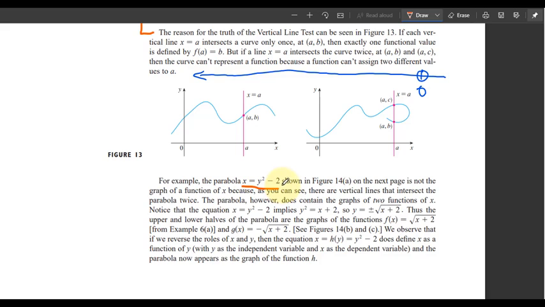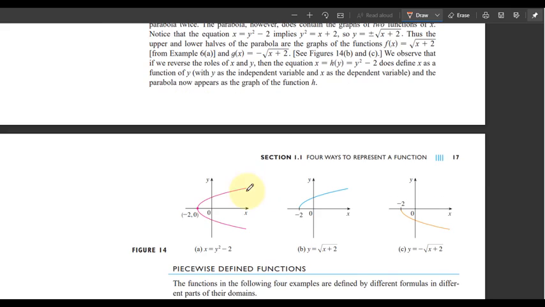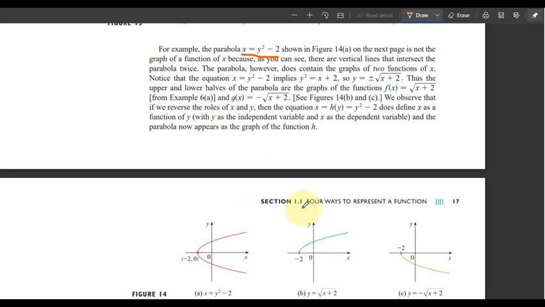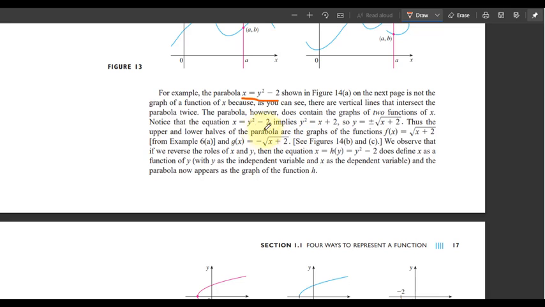So that's actually kind of a parabola, but it's really a parabola on its side, because instead of having x squared, we have y squared. So if we look at that, it looks like this. So this is not a function because the vertical line test tells us that it's not. They say this so-called parabola, however, does contain the graphs of two functions.